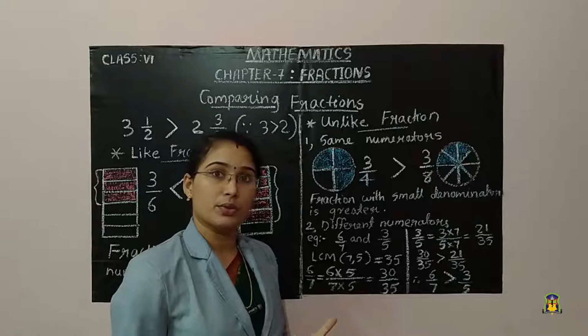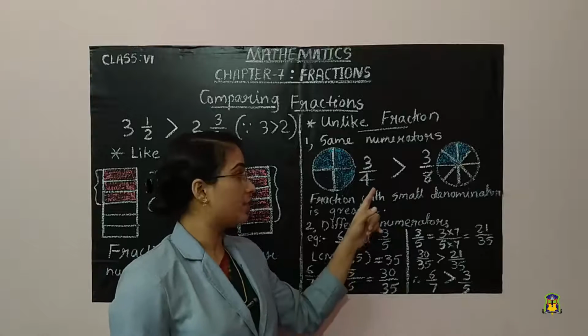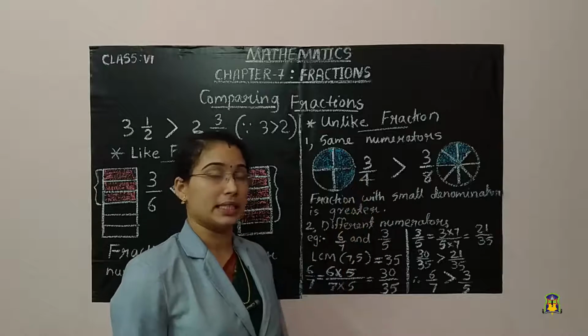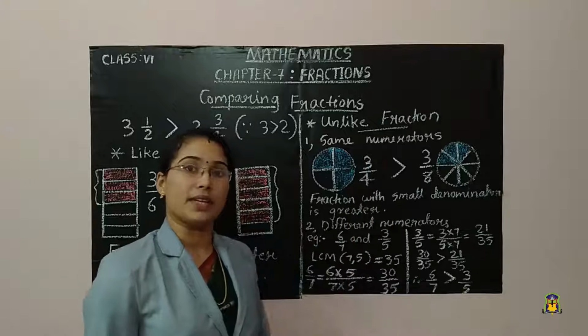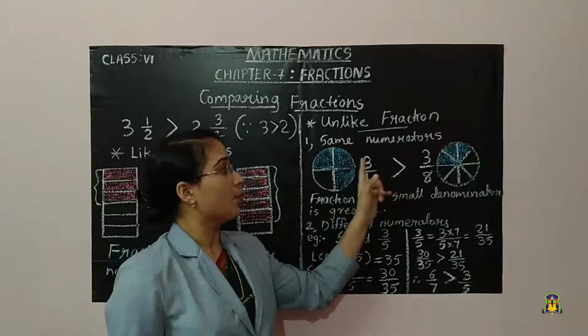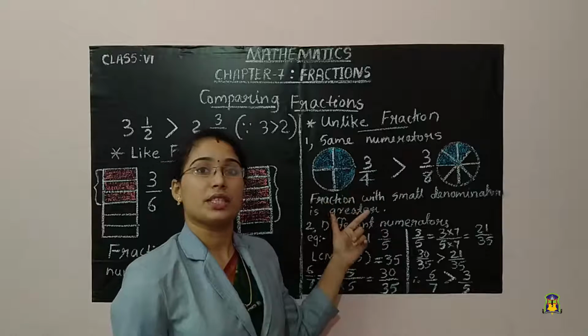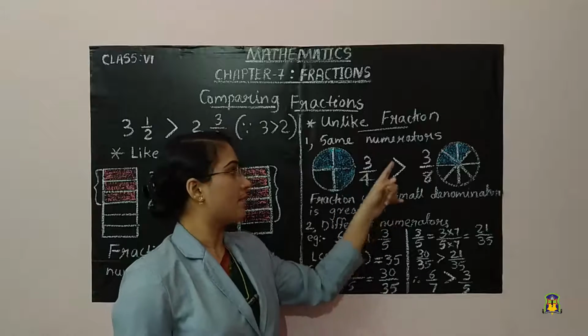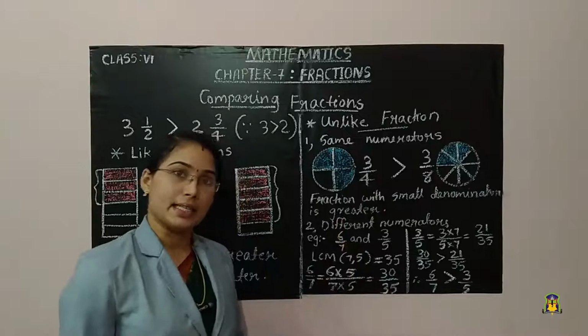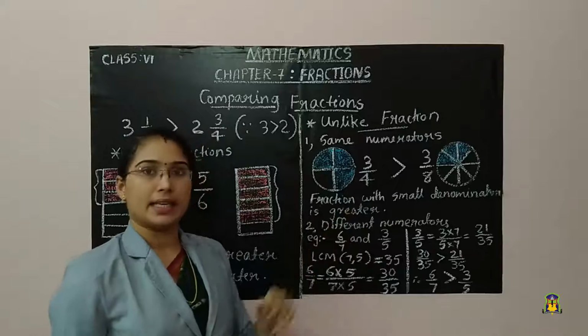So what do we want to look at? We want to consider the denominator. Then which one is the smaller denominator? That fraction is always greater. In the case of unlike fractions, if the numerators are the same, you want to check the denominator. Then which denominator is small? That fraction is always greater. So the fraction with the smaller denominator is greater.